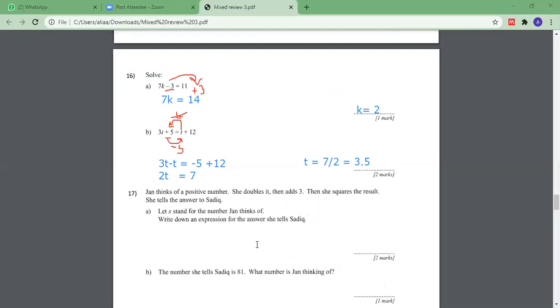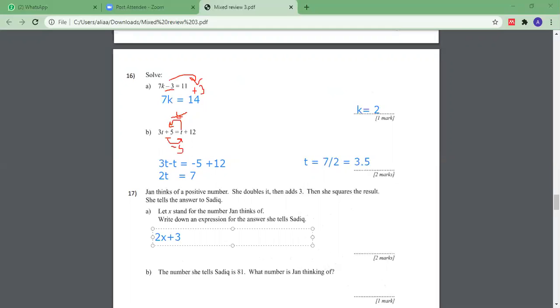She doubles it, then adds 3, then she squares the result. She tells the answer to Sadiq. Let x stand for the number Jan thinks of. Write down an expression for the answer she tells Sadiq. So let x stand for the number Jan thinks of. Jan thinks of a positive number, which is x. And then she doubles it, which means I multiply it by 2, so it will be 2x, and then she adds 3, so plus 3.